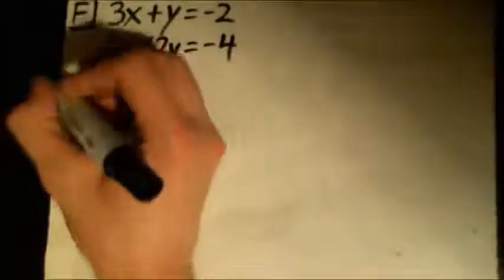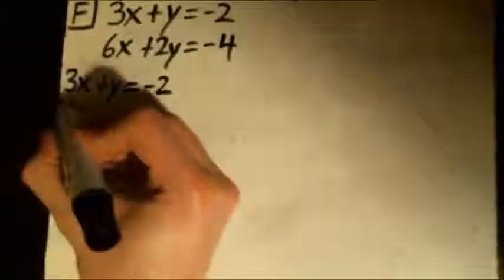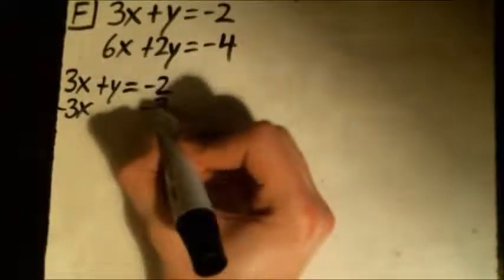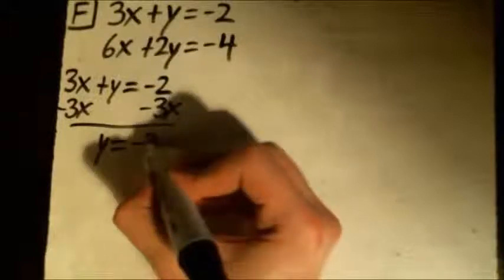For F, we have 3x plus y equals negative 2, and 6x plus 2y equals negative 4. So once again, our first step, check if both lines are in slope-intercept form. In this case, neither of them are. So we've got to get both of them to slope-intercept form. So for my top line, I have 3x plus y equals negative 2. Subtract 3x from both sides. So I get y equals negative 3x minus 2.